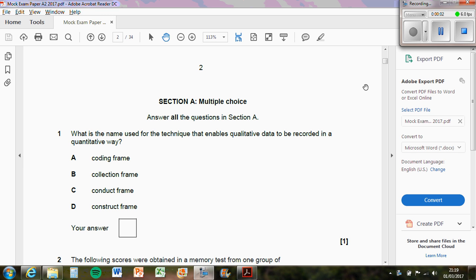These are multiple choice questions for the A2 mock paper, so you might want to have a look at that first, have a go at them before you watch this in terms of explaining what the answers were.